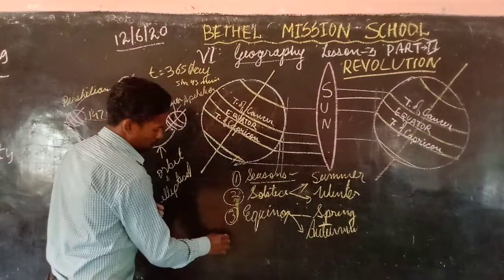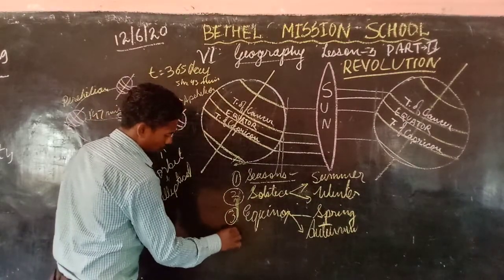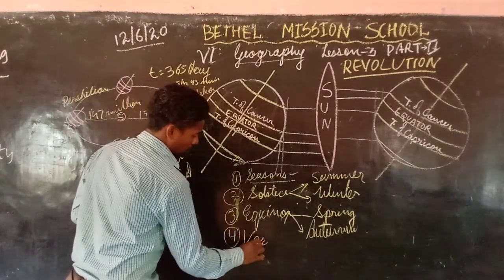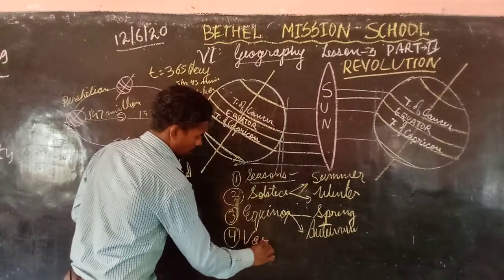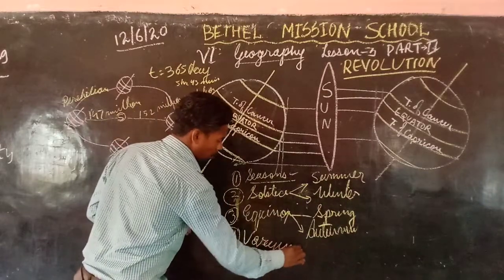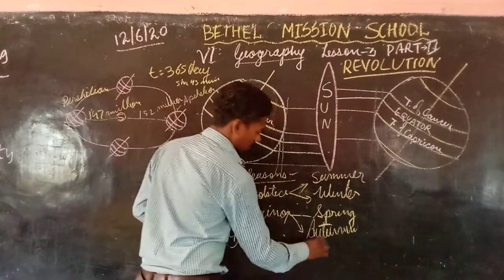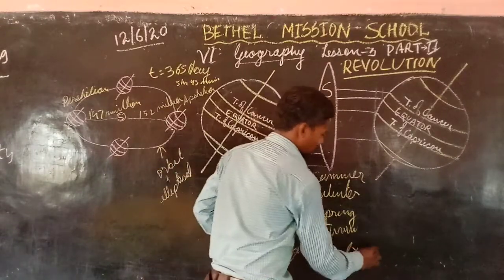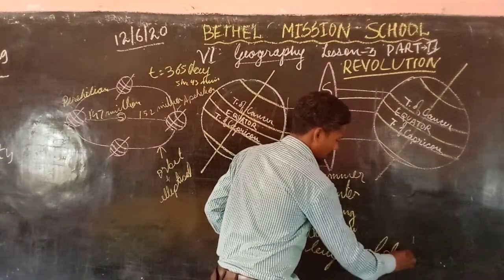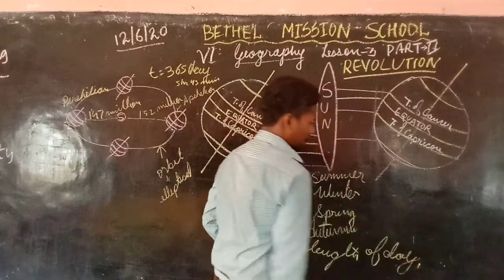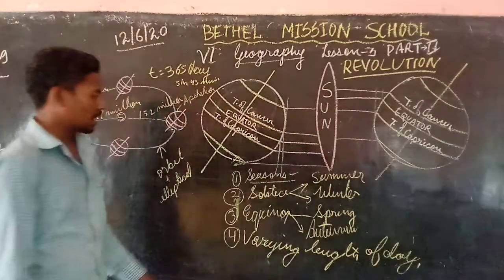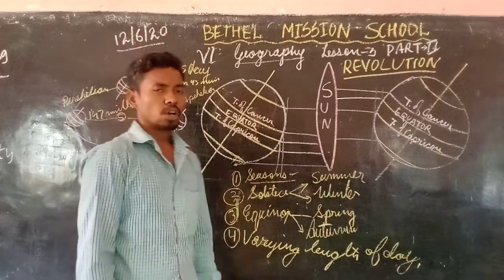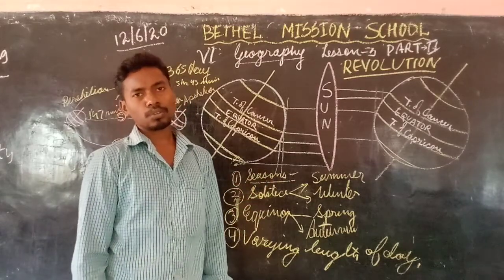And then one more thing that we have, number 4, is the varying length of day. Why does the length of the day vary from time to time in the whole year? That is what we have to see.